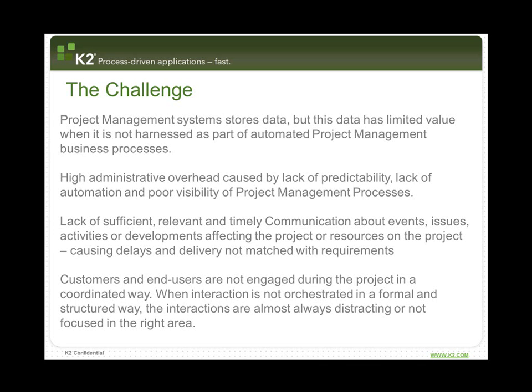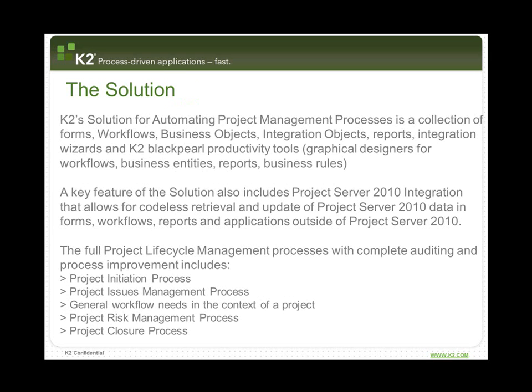Other challenges include lack of predictability as to how a project gets managed, making sure things are going to be signed off correctly. There is also insufficient communication about events, so if things are going off plan, or resources are moving between projects, we want to flag those issues and be aware of them as they're happening, and give people notifications and alerts when anything's going off track from how we expected. And obviously customers and end users are not often engaged during the project in a coordinated way with the out-of-the-box features that you get with Project Server. So we can make sure that there's a structure and a way for ensuring project success.